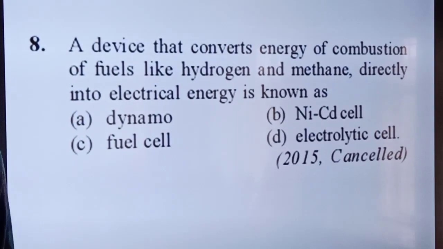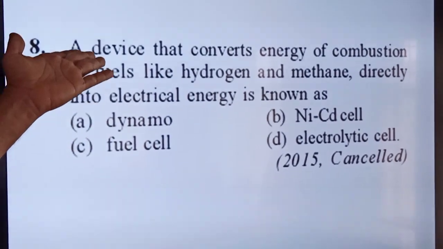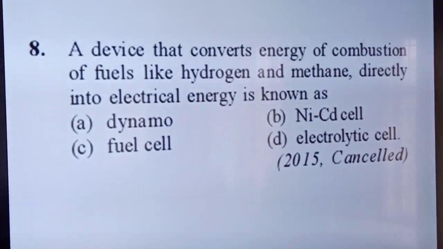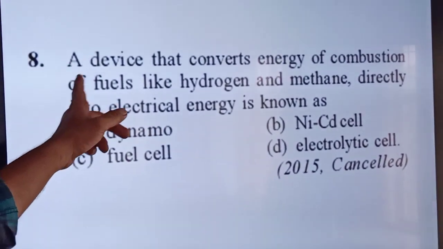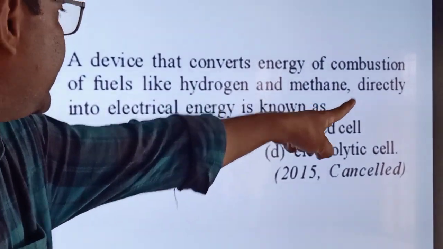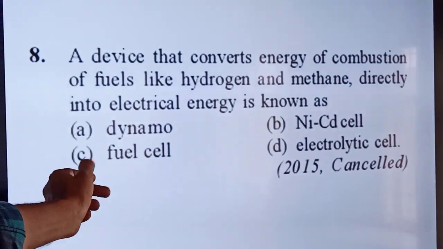So question number 8, which is put up on the board. It's a very simple, very easy, direct question, reasoning, memory based type of question. A device that converts the energy of combustion of fuel like hydrogen and methane directly to electrical energy is known as, directly, it is given, fuel cell. Option C.